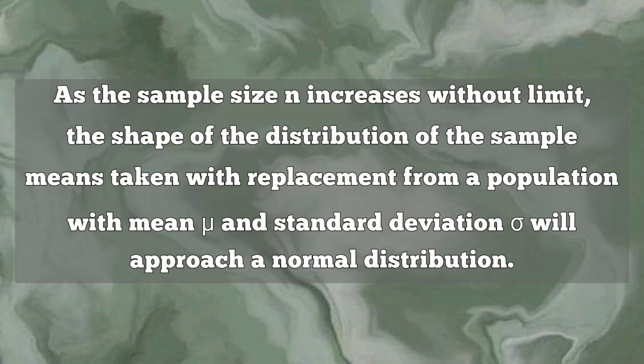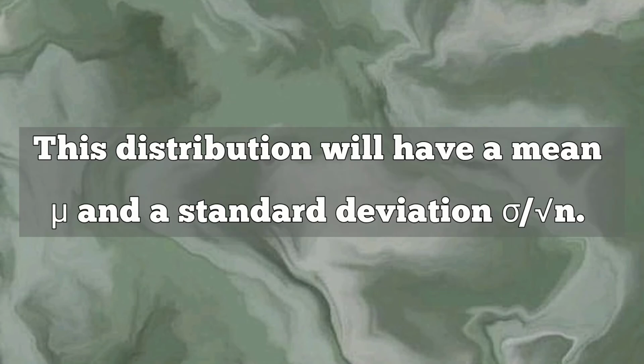But what is the central limit theorem? As the sample size n increases without limit, the shape of the distribution of the sample means taken with replacement from a population with mean mu and standard deviation sigma will approach a normal distribution. This distribution will have a mean mu and a standard deviation of sigma over square root of n.